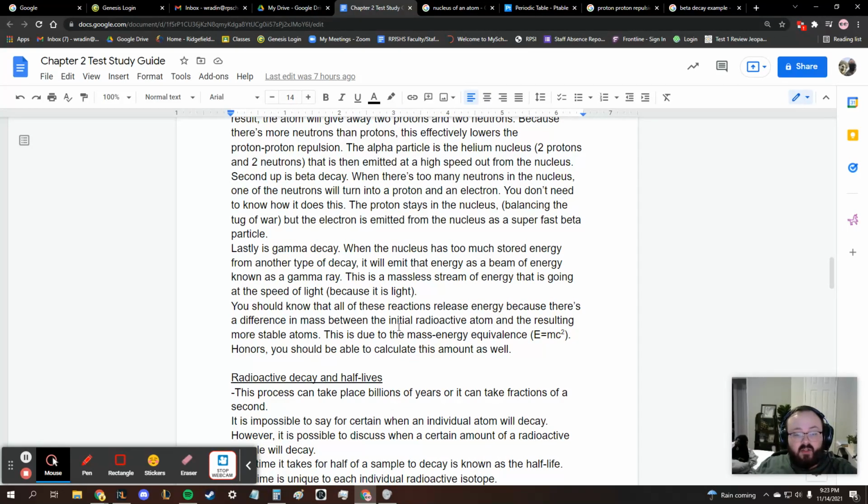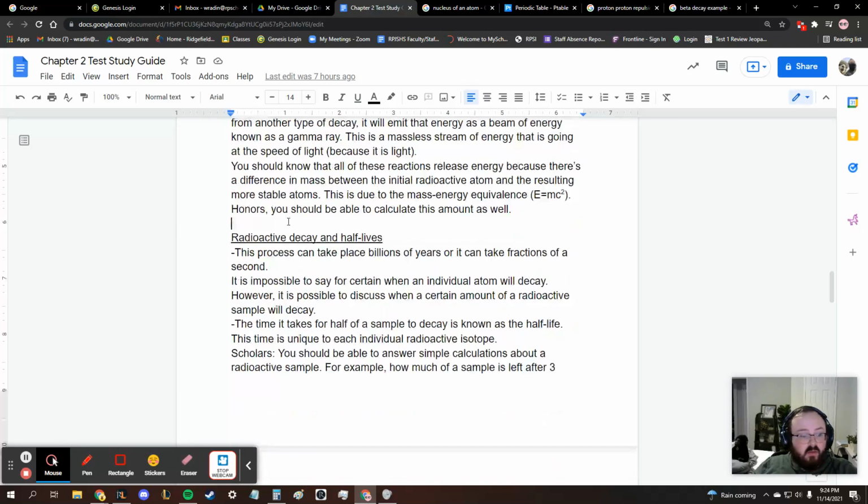The difference in these reactions releasing energy is due to a difference in mass between the initial atom and the resulting more stable atoms. So some of that mass is lost. In reality, that mass is actually converted to energy. That's where that kinetic energy comes from. It is converted into energy using Einstein's famous formula, E equals mc squared. And I'll say this now, honors, you're going to be calculating this amount, so you should know how to do that on the calculator.